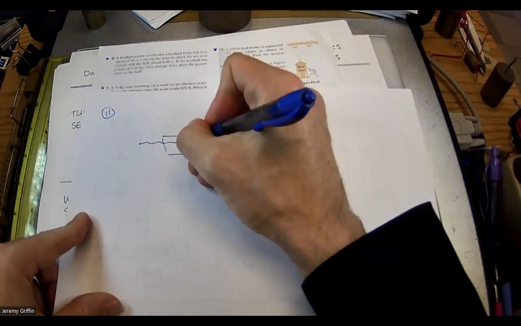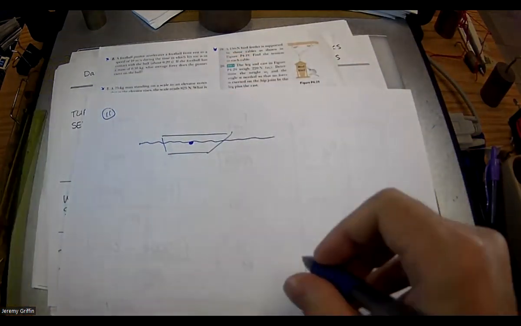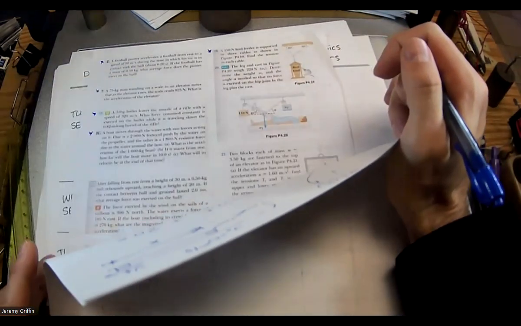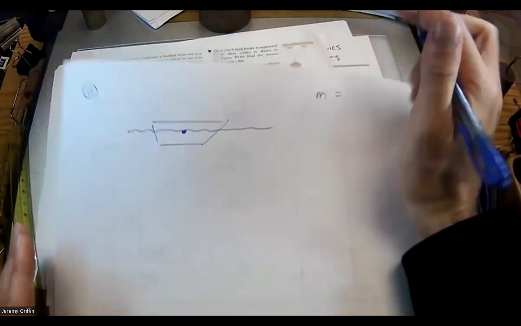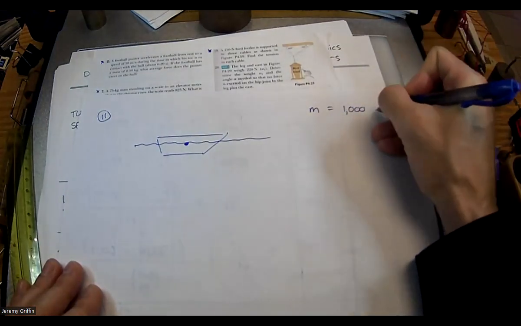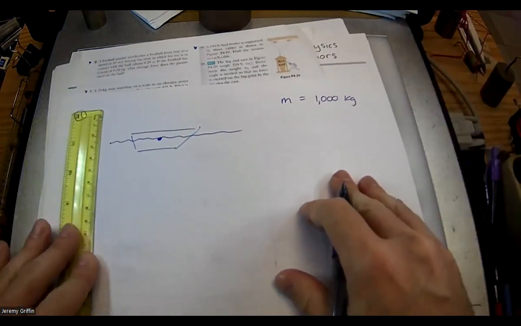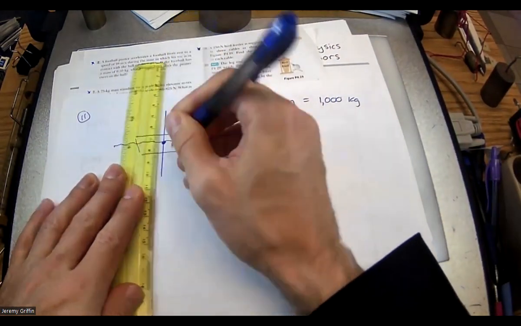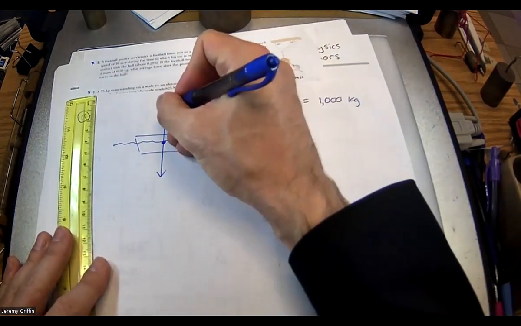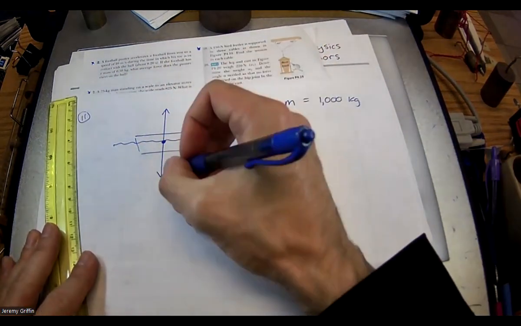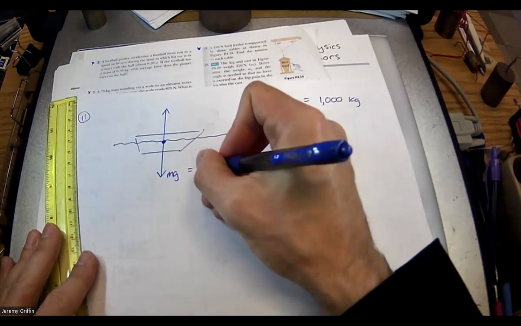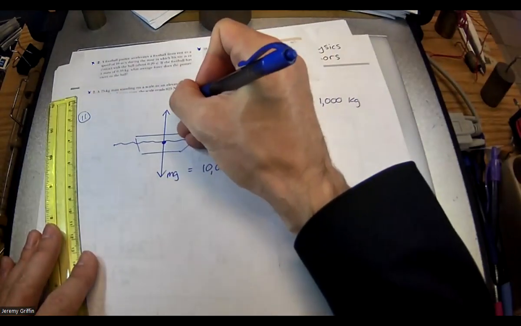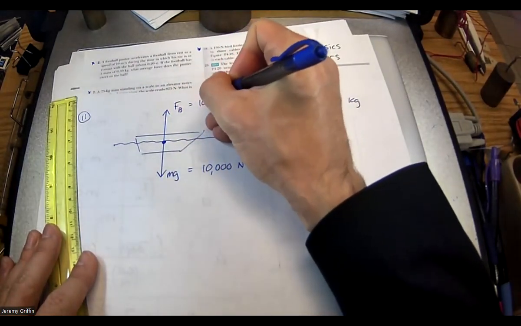the water, the center of mass. Okay, let's have mass. They told you, I'll keep the mass the same, about 1,000 kilograms. That's a nice round number. Okay, so if it's a 1,000 kilogram boat, what's the weight in newtons? About 10,000 newtons, right? And then the buoyant force would have to exactly balance that out anyway.